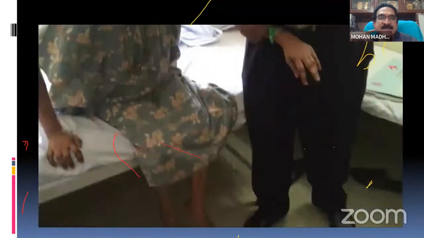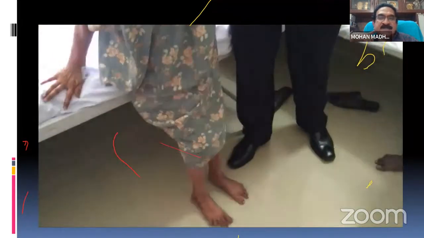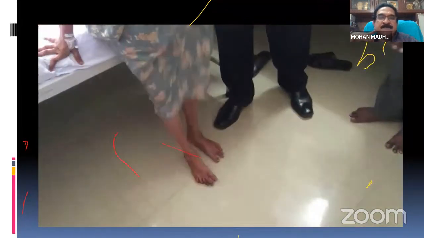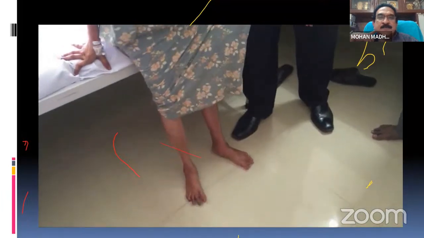She cannot take a step walking. It's severe unsteadiness in walking. It needs support to walk.